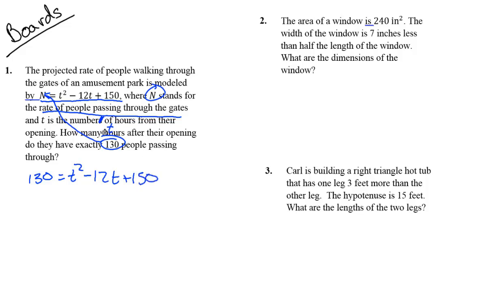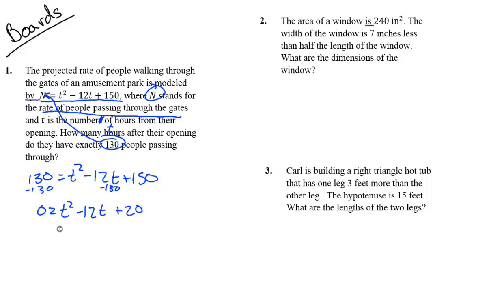They gave us the formula, so we just need to stick those in the right places, and now we're finding t. Notice that this is indeed a chapter 5 word problem. It's a polynomial equation. Step number 1, get it equal to 0. So subtract 130 from both sides, and we get 0 equals t squared minus 12t plus 20.